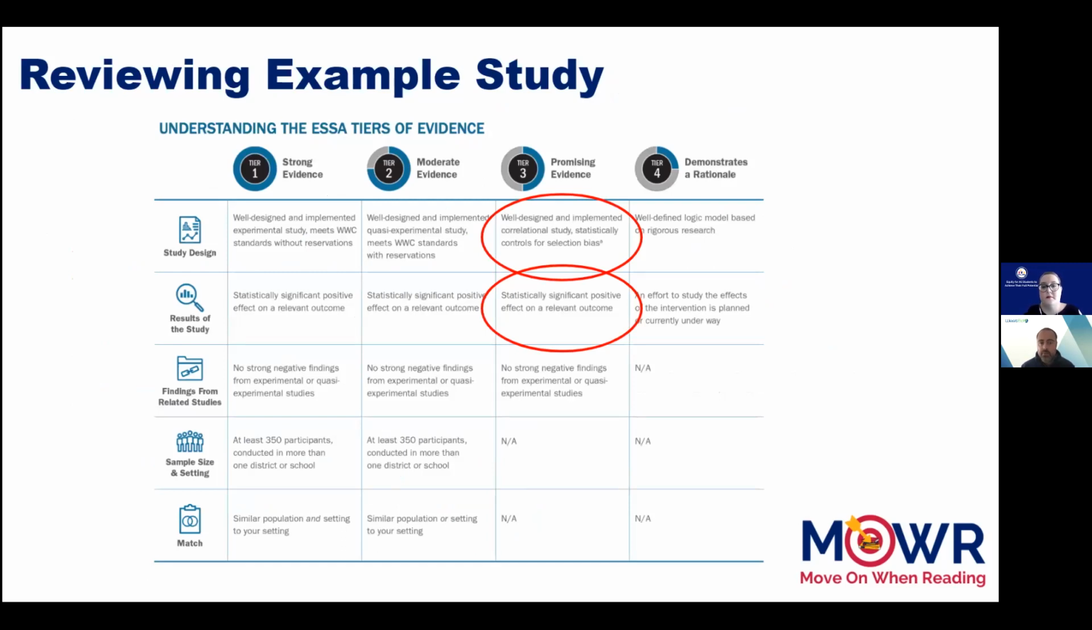In looking at our table, you'll see that under promising evidence, the results of the study are a statistically significant positive effect on a relevant outcome.